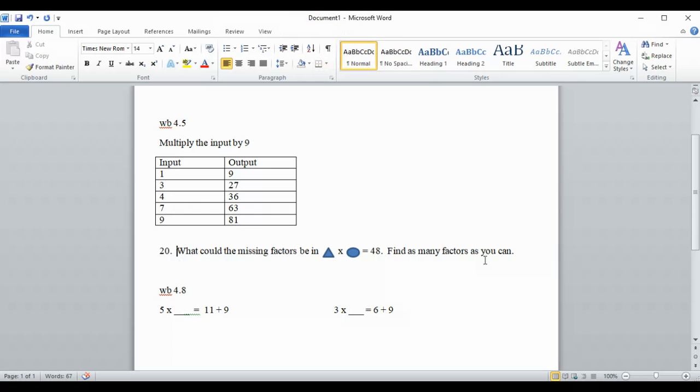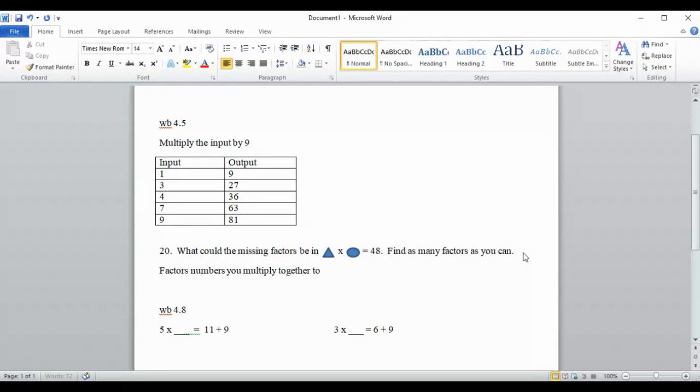So if you don't remember, I'll just remind you or teach you that factors are the numbers you multiply together to get the product. So in 3 times 4 equals 12, 3 and 4 are the factors. 3 and 4 are factors of 12.